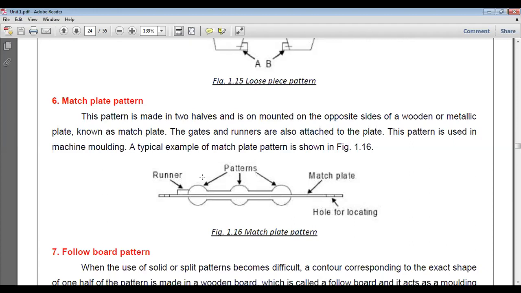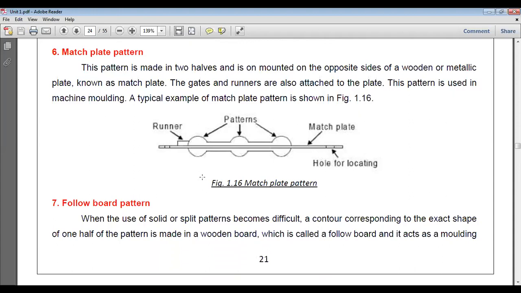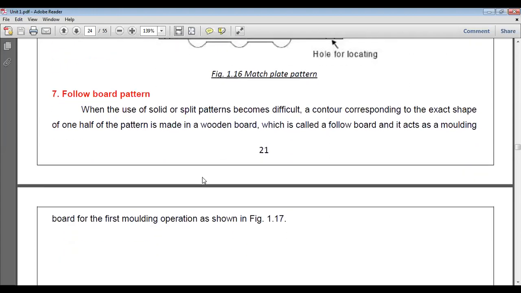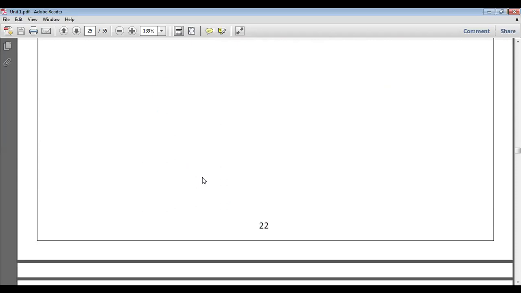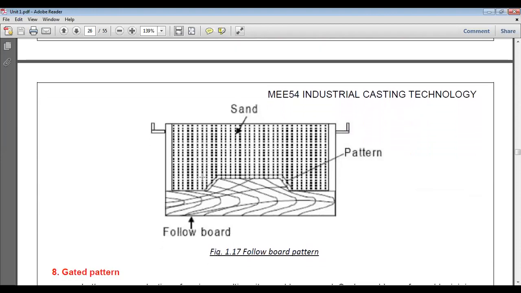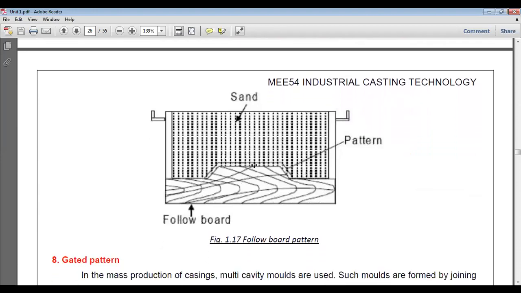And then follow board pattern. Sometimes the pattern, you can see, doesn't have the strength, its shape is complicated and it cannot withhold the load of the sand.